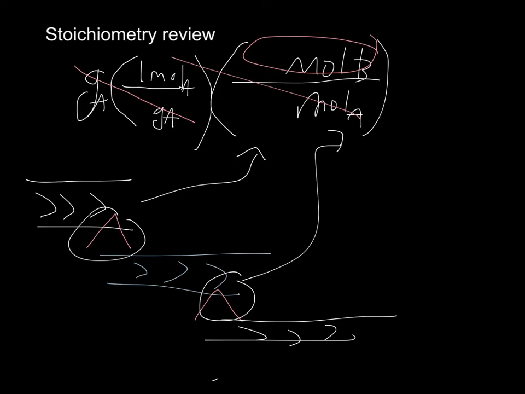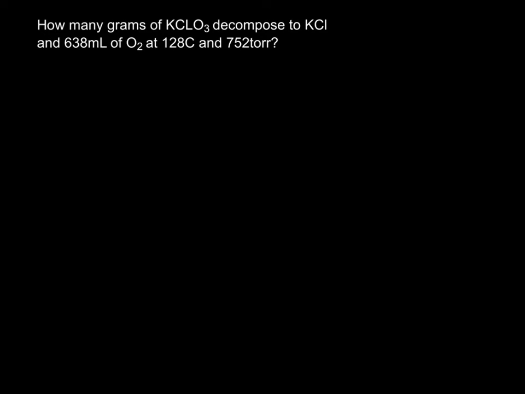So let's take a look at the problem here. It tells me how many grams of potassium chlorate decomposed to potassium chloride and 638 mL of oxygen at 128 C and 752 torr. So to me, the question is asking how many grams of chlorate form. That's where I'm ultimately trying to get. So my end unit needs to be grams KClO3 on top. And somehow I need to use a gas law to get there.